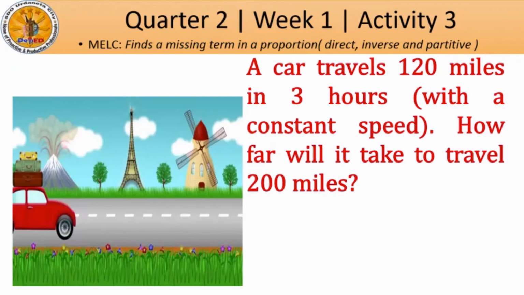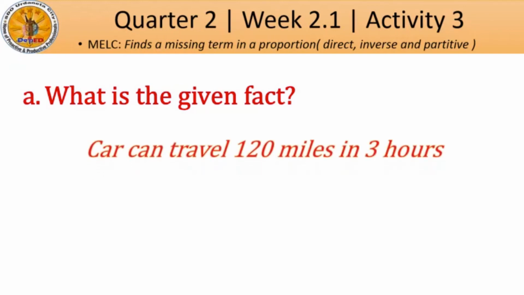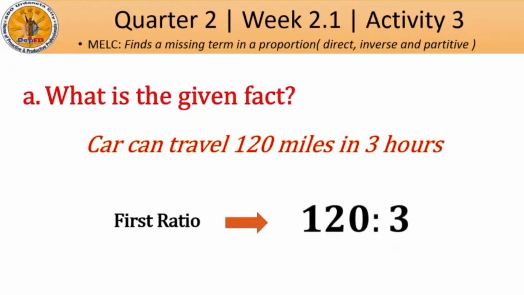Let us try another example. A car travels 120 miles in 3 hours with a constant speed. How far will it take to travel 200 miles? To further understand our problem, let us answer the following questions. What is the given fact? A car travels 120 miles in 3 hours. In the given statement, we can set our first ratio. Our first ratio is 120:3.